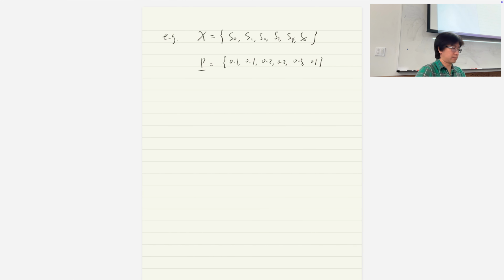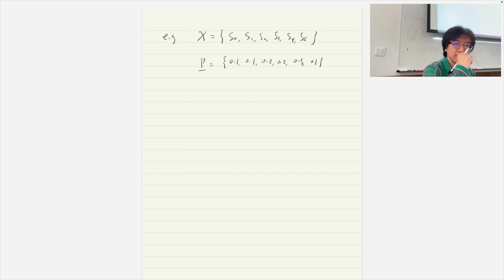An example that has more code symbols. Now let's say we have 6 symbols instead of 3: S0, S1, S2, S3, S4, S5. The probability distribution, the PMF, is 0.1, 0.1, 0.2, 0.2, 0.3, 0.1. So that's the probability distribution.